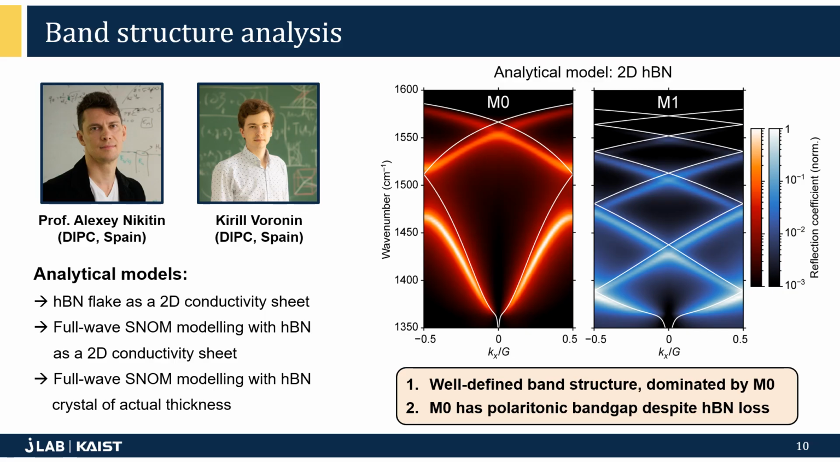Here is the band diagram for the first and second order Bloch modes in the Fourier crystal, where hBN is approximated as a 2D conductivity sheet. These results correlate well with the full-wave simulations and reveal the presence of a wide bandgap in the dispersion of the first order Bloch mode, even though we use the naturally abundant, relatively lossy hBN.